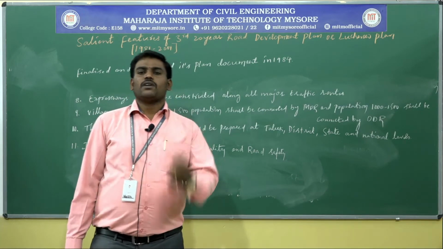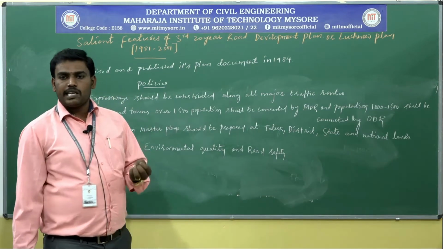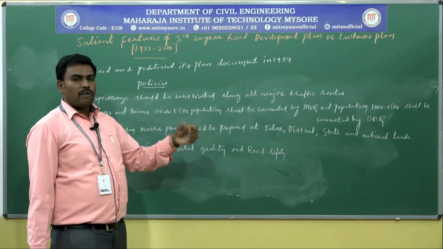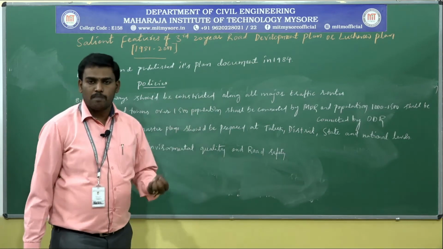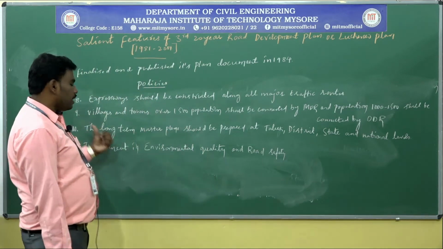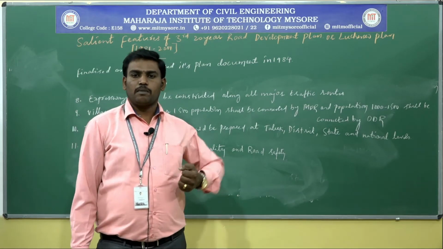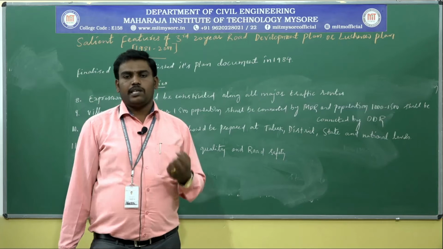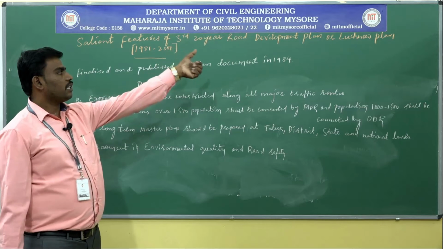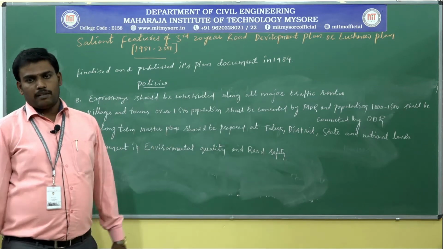And the next one: a long-term master plan should be prepared at taluk level, district level, state level and national levels. Out of those plans, the finalization will be done based on the best service to the population. And the last one: there will be improvement in environmental quality and road safety. These are the salient features of the third 20-year road development plan, or Lucknow plan, or we can say these are the policies of the Lucknow plan.